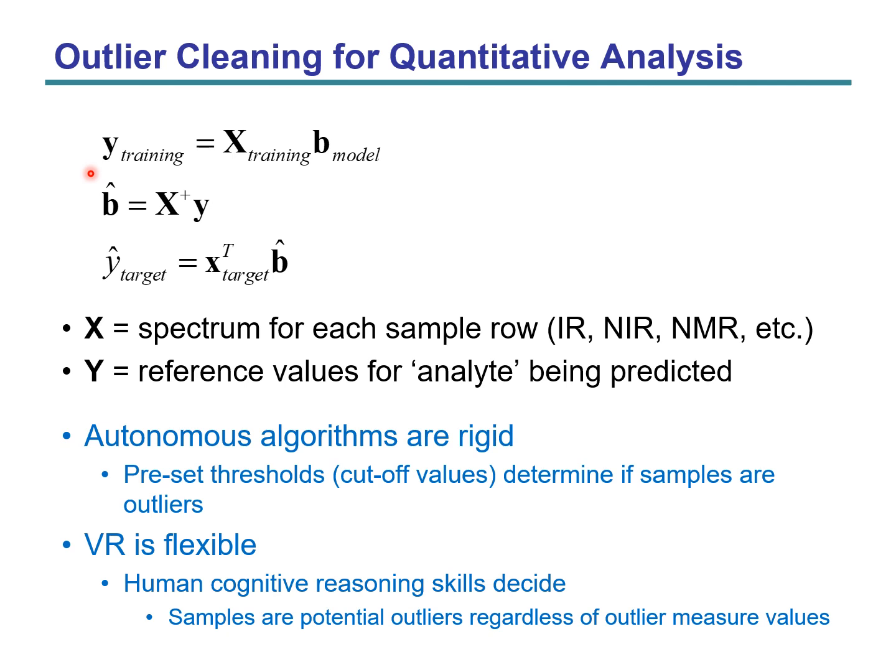The problem with autonomous algorithms that do outlier detection is that they're very rigid, because they have preset thresholds to determine if a sample is an outlier or not. Where we're going to use our VR, which is much more flexible, nothing's hard set in stone, and the human will do the reasoning to decide if a sample is an outlier or not, in spite of the magnitude of the outlier measure value.